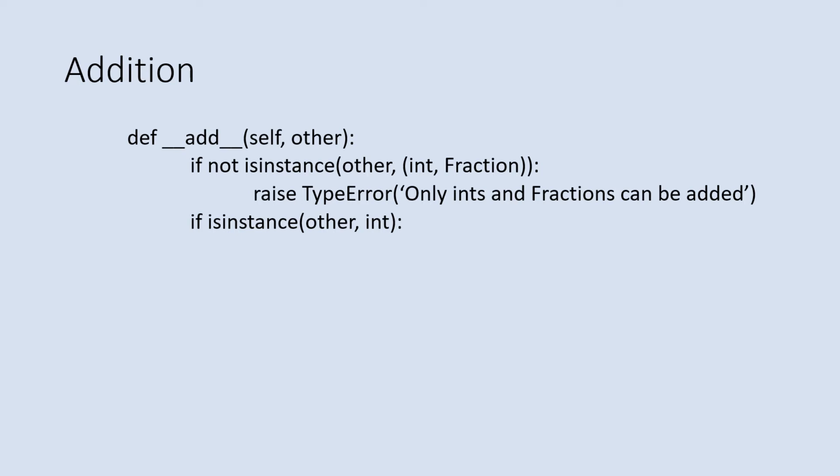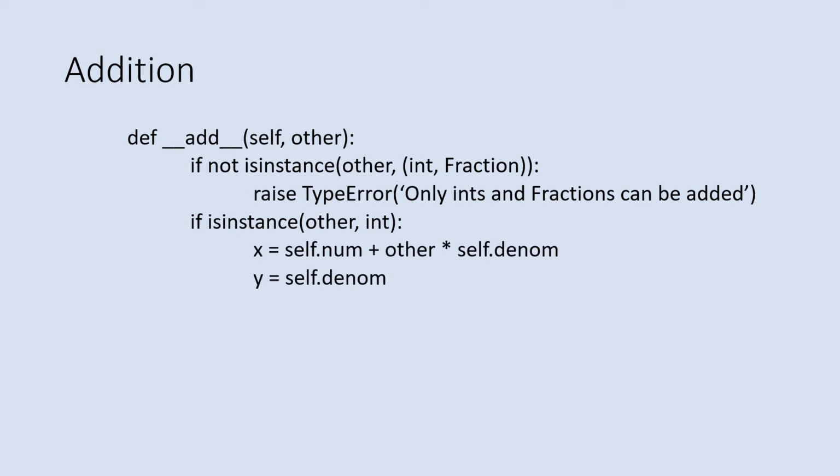But if the other thing is an int, we will do the addition differently than we would if it were a fraction. Because if it's an int, we think of it like a fraction over 1. And if it's a fraction, we have the denominator there, and we have to deal with that appropriately. So the process of addition will differ depending on whether other is an int or it's a fraction. If it's neither, we're going to tell the user we can't handle that.